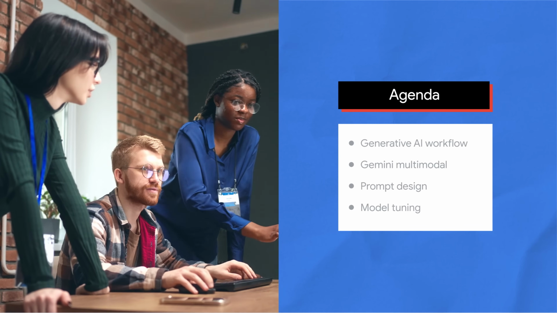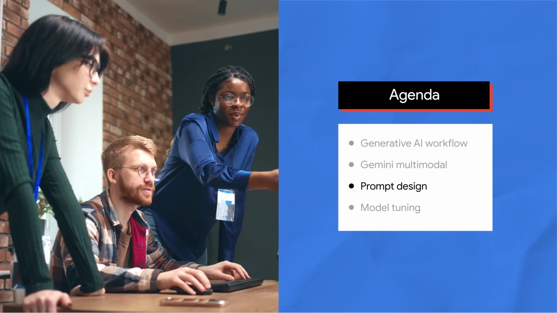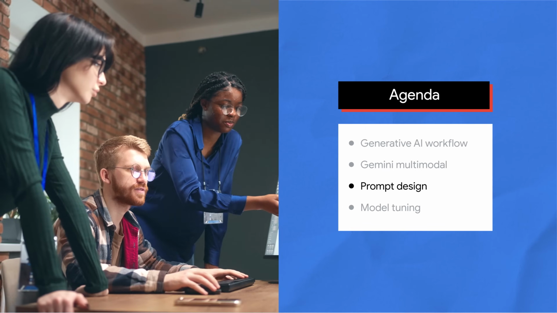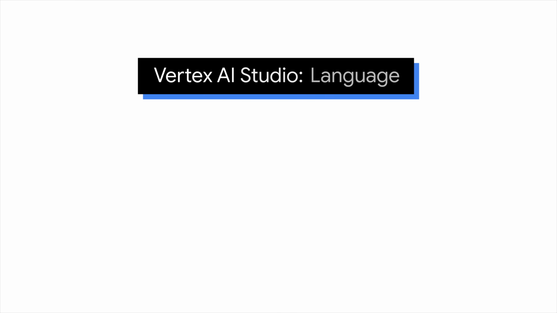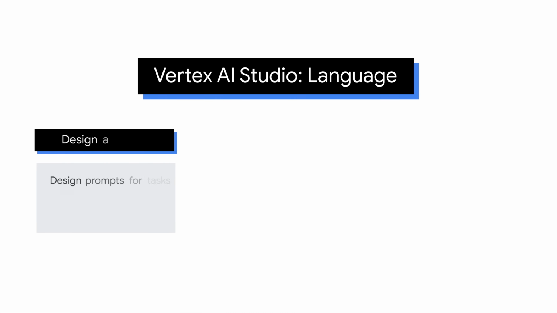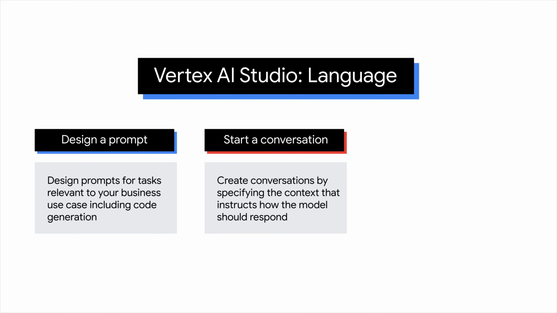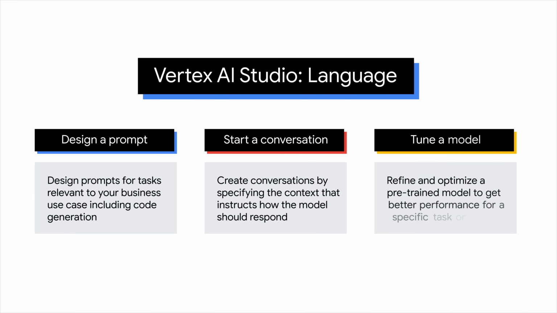You explored Gemini Multimodal in the previous lesson. Now it's time to focus on the language capabilities offered by Vertex AI Studio. Let's explore what you can do with the language models. Design prompts for tasks relevant to your business use case, including code generation. Create conversations by specifying the context that instructs how the model should respond. And tune a pre-trained model to get better performance for a specific task or use case.